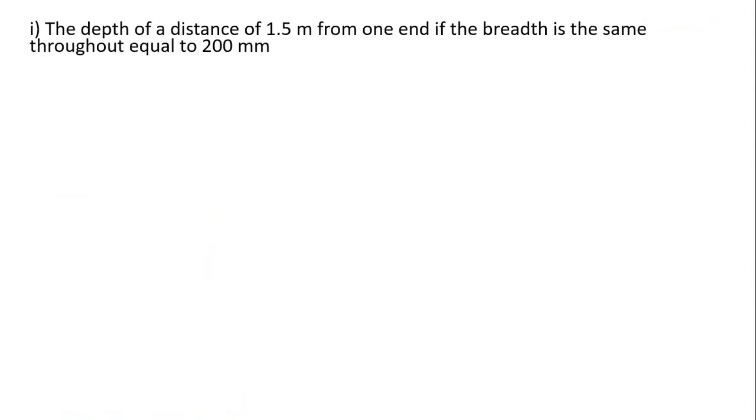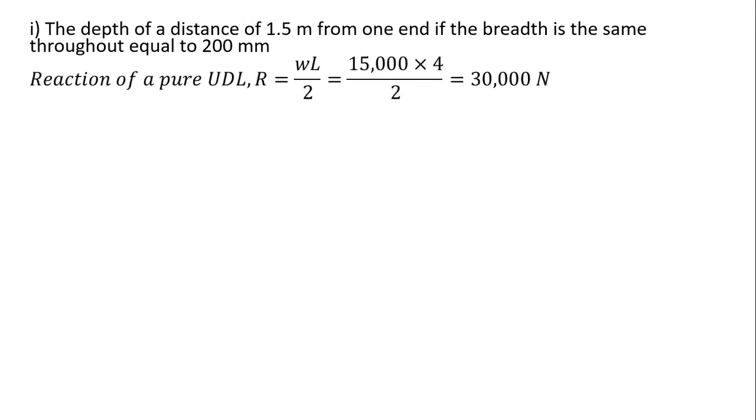Okay, now let's pick up the first one. The depth at a distance of 1.5 meters from one end, if the breadth, the width, is the same throughout, equal to 200 millimeters. Now, one thing about the UDL is that to find the reaction, we multiply WL divided by 2. So W is 15,000 times the length of the whole span, which is 4, then divide that by 2. So 15,000 times 4 over 2, you end up with 30,000. This is the reaction.